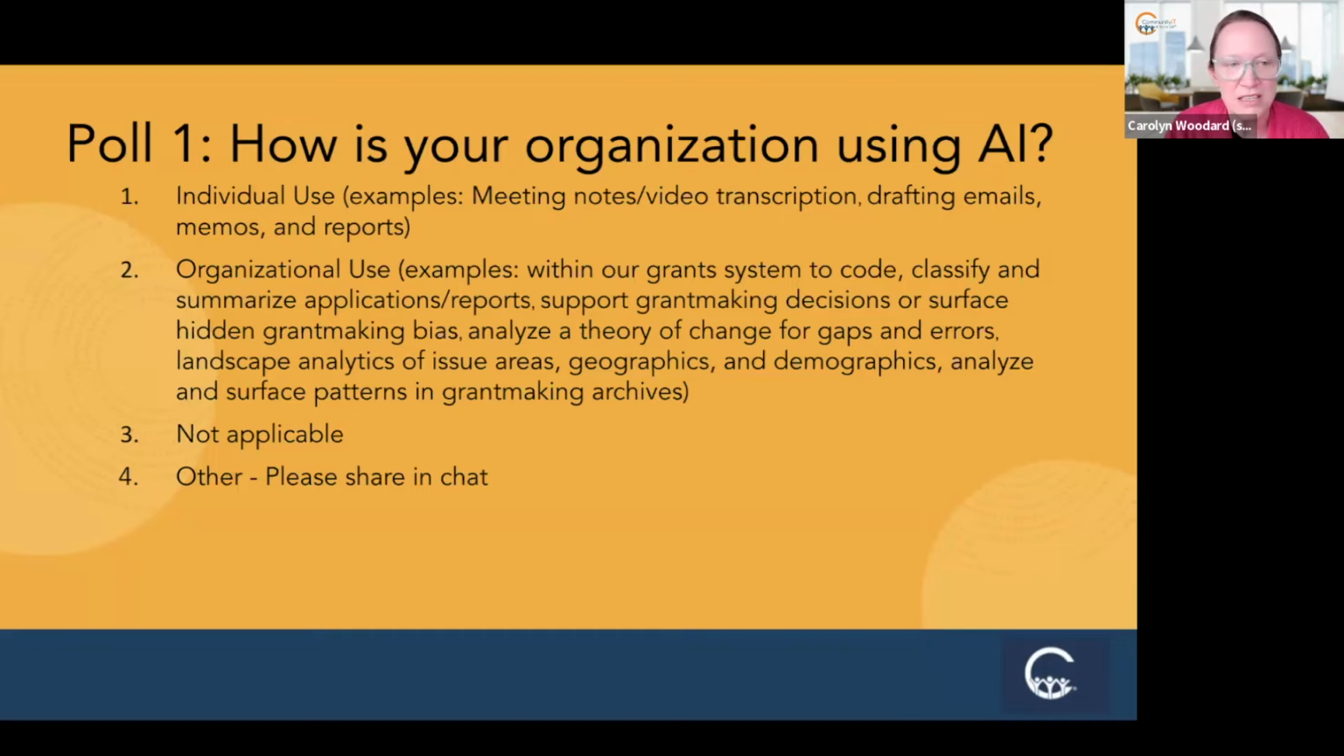So the first option is individual use. So that's what Jean was just mentioning, like you or staff are using ChatGPT or other AI tools that you go out and just use on your own. Organizational use may be AI embedded in a tool that you use, like Teams, or it could be a specific tool that you use within your organization that uses AI. It could be not applicable. You're not at an organization, or it just doesn't apply for some reason, or some other way that you're using AI.